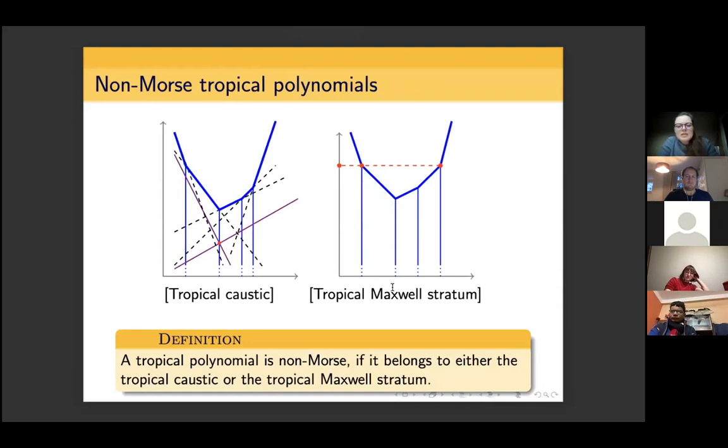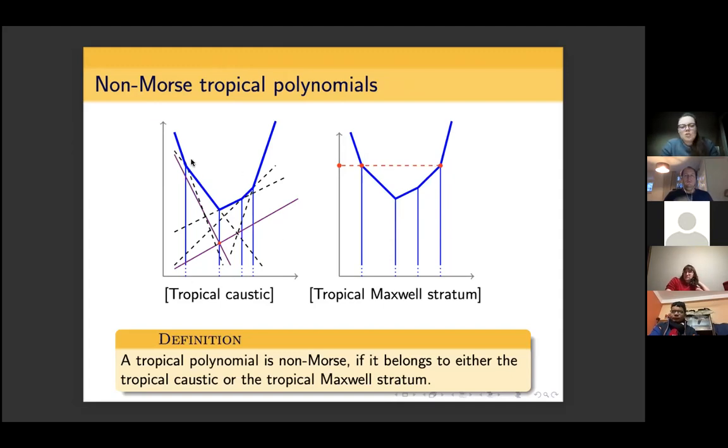This is if it gets onto the so-called tropical Maxwell stratum. That means that at two roots, the critical values attained at those roots coincide. So this kind of reminds you of the classical story. That's why the name is like that. So that's why I call this situation getting onto a tropical Maxwell stratum.